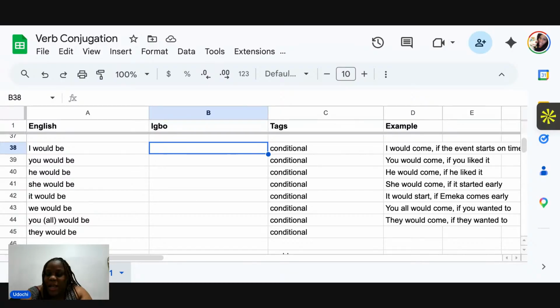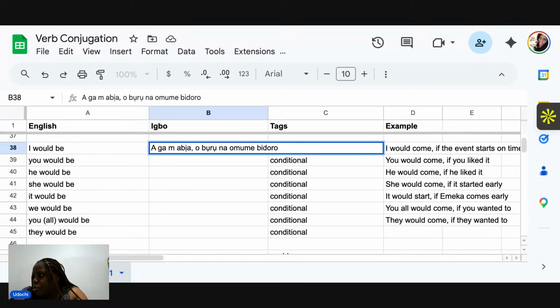Okay, it said I should use ga. So agam bia, and if is oborona, oboro boro na omume bido bidoro n'oge. That is, I would come if the event starts on time.